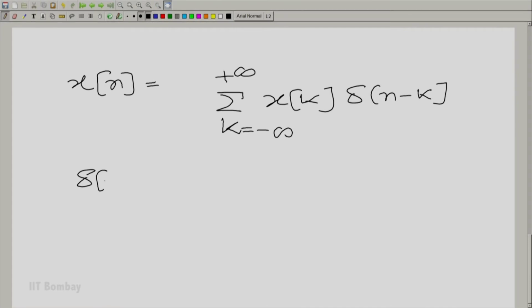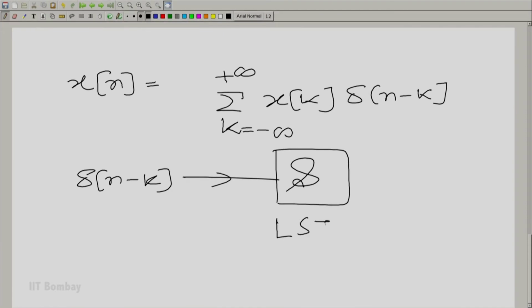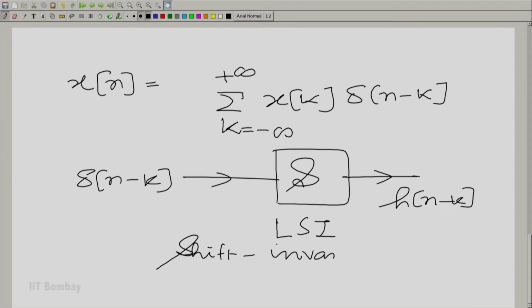We know what happens when delta[n minus k] is given to the system. So, let S be a linear shift invariant system. You know that delta[n minus k] is going to produce h[n minus k] as a consequence of shift invariance. Let us invoke the properties one by one.